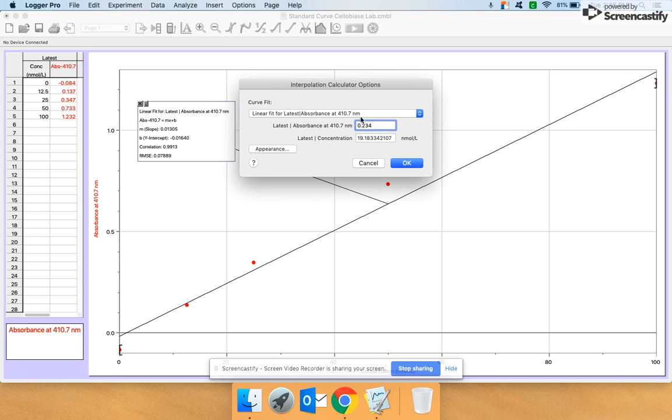And this makes sense, right? An absorbance of 0.2 is sort of in between these two data points over here. So it makes sense that the concentration is like 19.18, therefore in between 12.5 and 25. Let's say my next absorbance is 0.46 or something. You know, it gives me my concentration. I can sort of go down the line and figure out all of my concentrations.